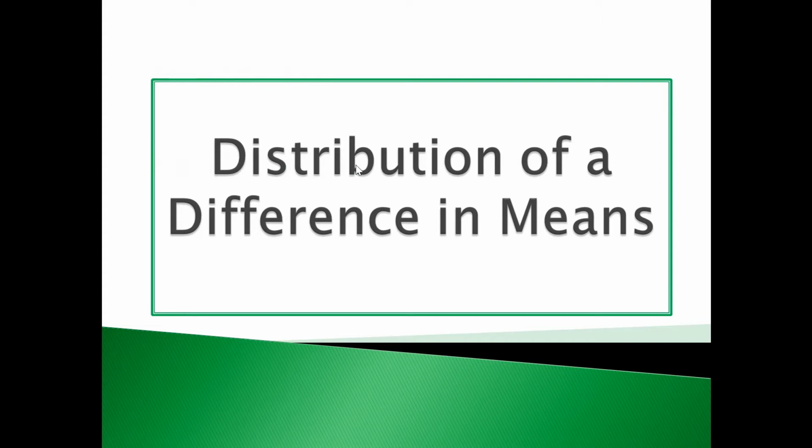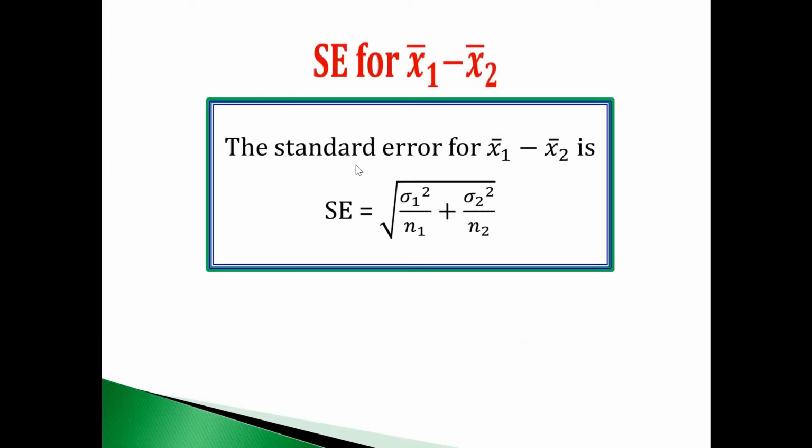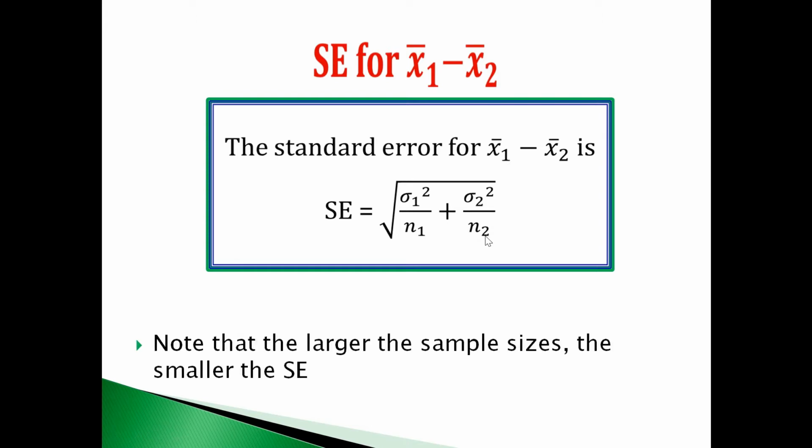And for that, we have to introduce the new formula for the standard error. So the standard error for difference in means will follow this format. It will be the square root of standard deviation of the first population squared divided by the first sample size plus the standard deviation of the second population squared divided by the second sample size. So make sure you write it down. And as always, the larger the sample sizes, the smaller the standard error.